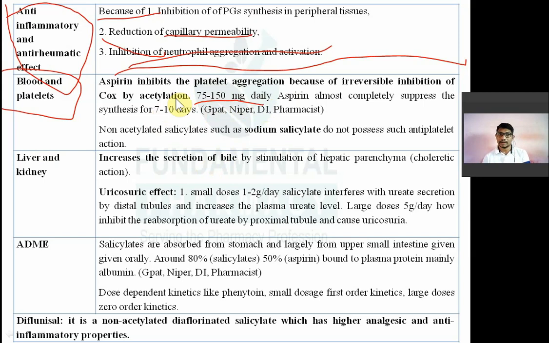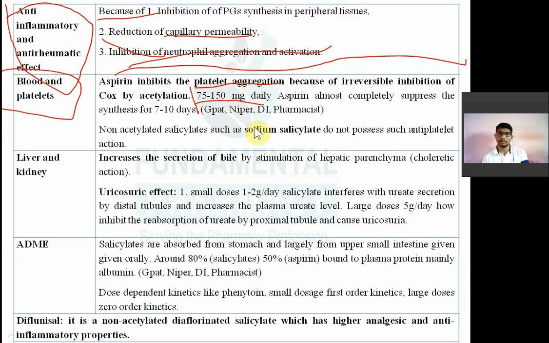Daily administration of 75 to 150 milligram aspirin will prevent you from developing a heart attack. So aspirin is sometimes used as a prophylactic agent for different heart conditions. If you have had a heart bypass surgery, you need to start this aspirin tablet, or if you had a heart attack, aspirin is useful in that too. It is prophylactic in nature, prescribed to prevent heart attack.